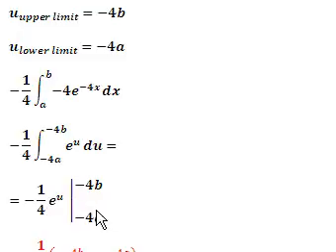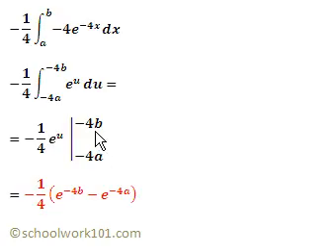We draw our little vertical bar here, with our upper limit and our lower limit. Then we take our upper limit and plug it in, so we get e to the negative 4b, and then minus, we plug in the lower limit, and we get e to the negative 4a. I just went ahead and left the negative 1/4 outside and didn't bring it in. But so we got this general formula here, which you can do all kinds of stuff with.